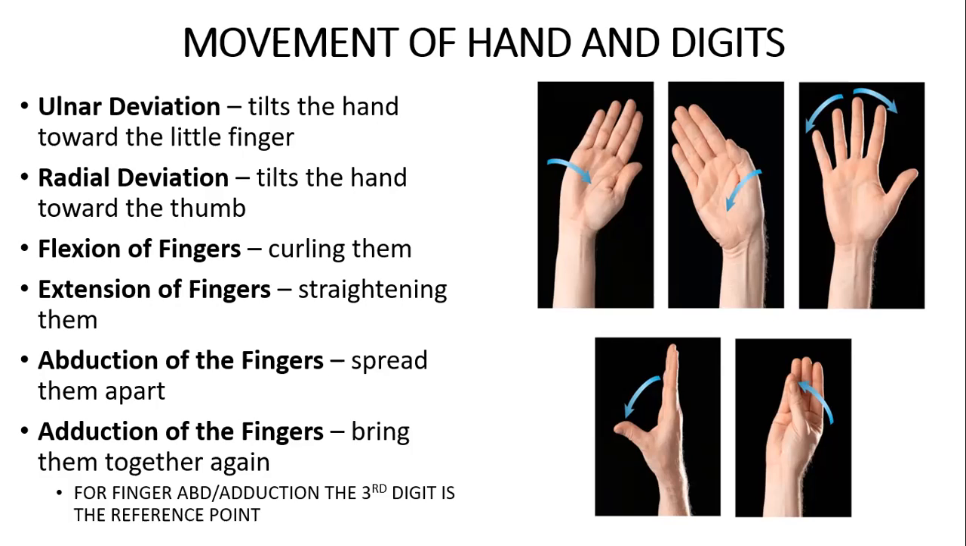So ulnar deviation towards the pinky, radial deviation towards the thumb, those are frontal plane motions. Flexion of the fingers, extension of the fingers. And if you put your hands down, flexion and extension of the fingers are actually in the sagittal plane. Abduction and adduction of the fingers is in the frontal plane. And the third digit is your reference digit.